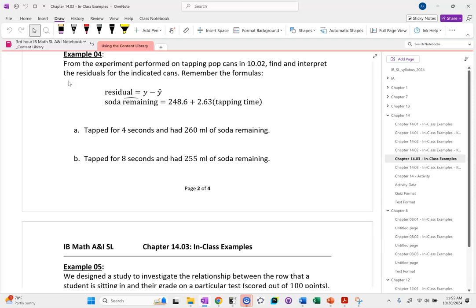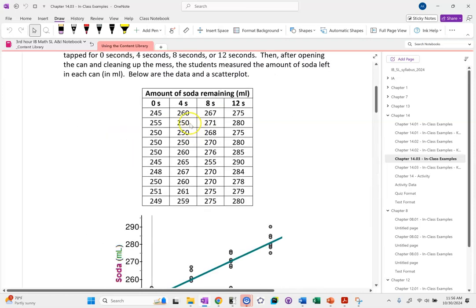All right. Next question. It says, from the experiment performed on tapping pop cans, find and interpret the residuals for the indicated cans. So the first one is the point where we tapped for 4 seconds and had 260 remaining. So that's this data point right here.